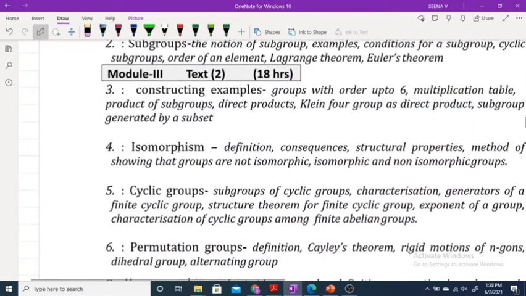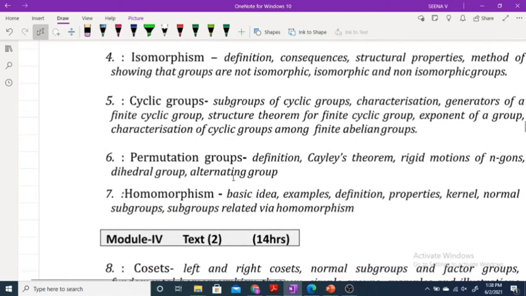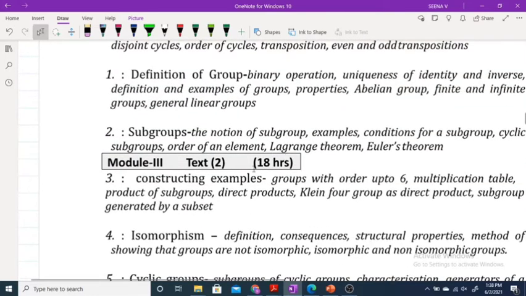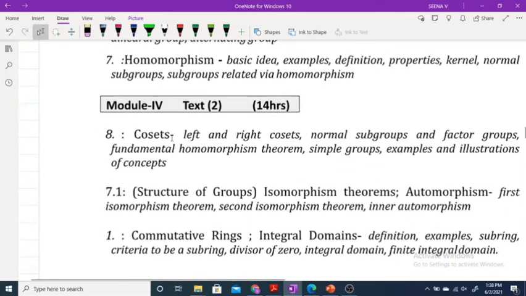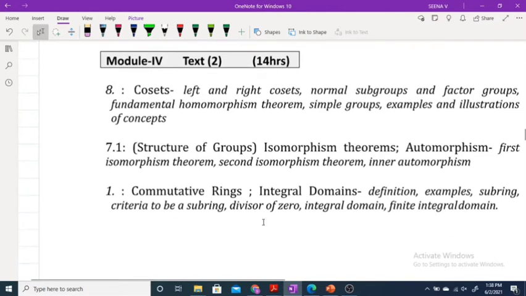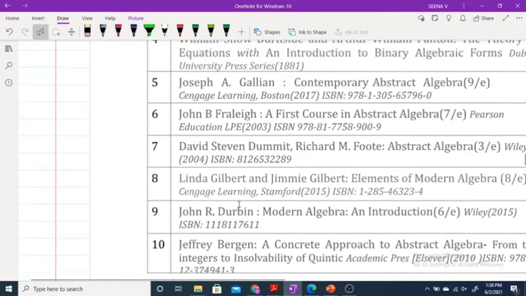And module 3 we are discussing constructing example groups with order up to 6, isomorphism, cyclic groups, permutation groups, and homomorphism. Okay. And as per syllabus, we need 18 hours for this portion. And the last module we are discussing cosets, structure of groups, isomorphism theorem, automorphism, and commutative rings, integral domains, finite integral domain, etc. Okay. And these are the reference textbooks.